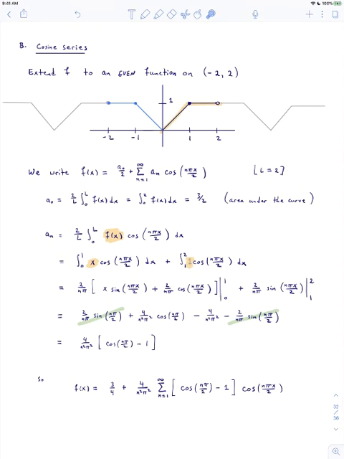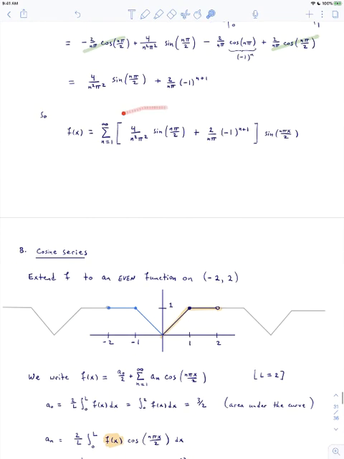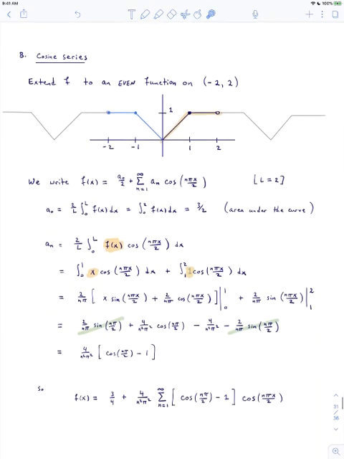But you can obtain a sine series by extending as an odd function and a cosine series by extending as an even function, but then you just ignore everything to the left anyway. You just look at what's going on between 0 and 2. So this is valid between 0 and 2, and this is also valid between 0 and 2. So you can either find a sine series or a cosine series.